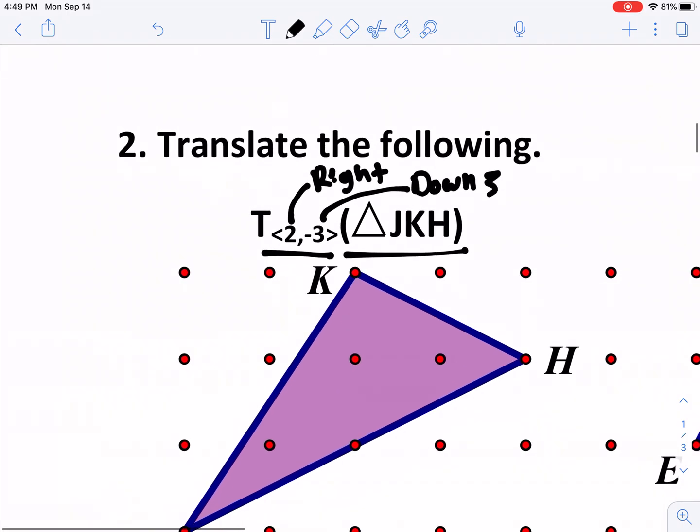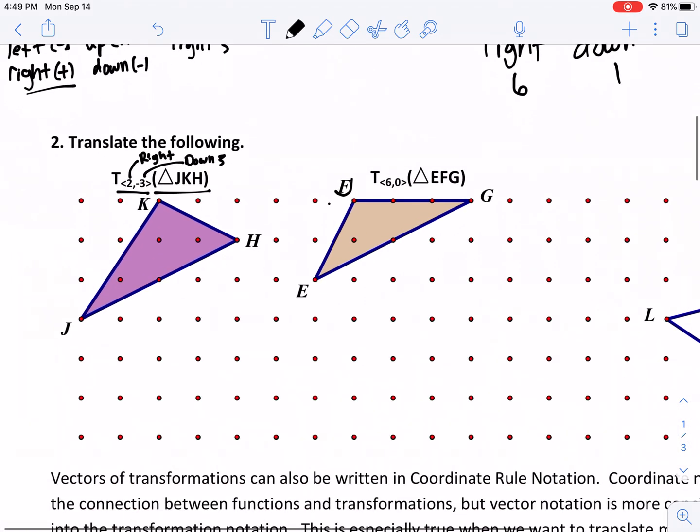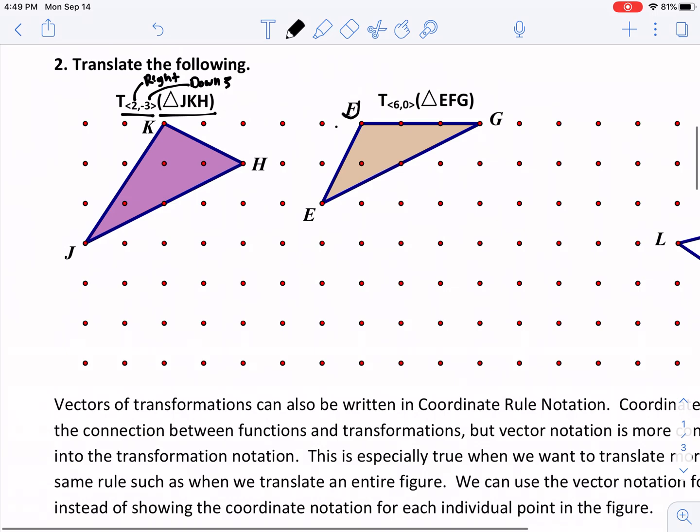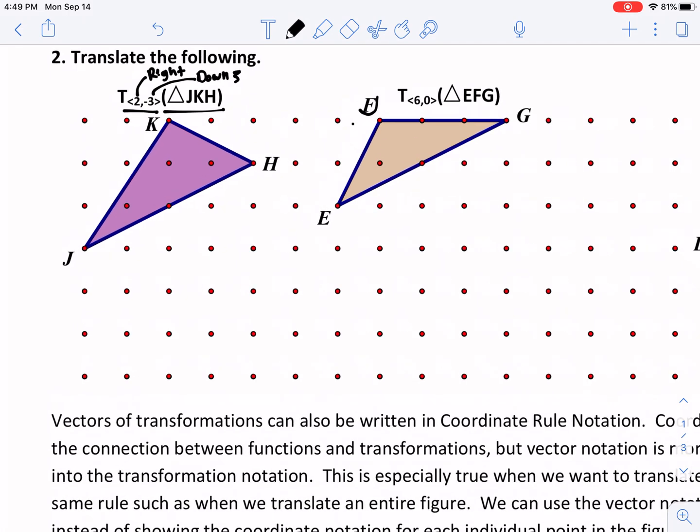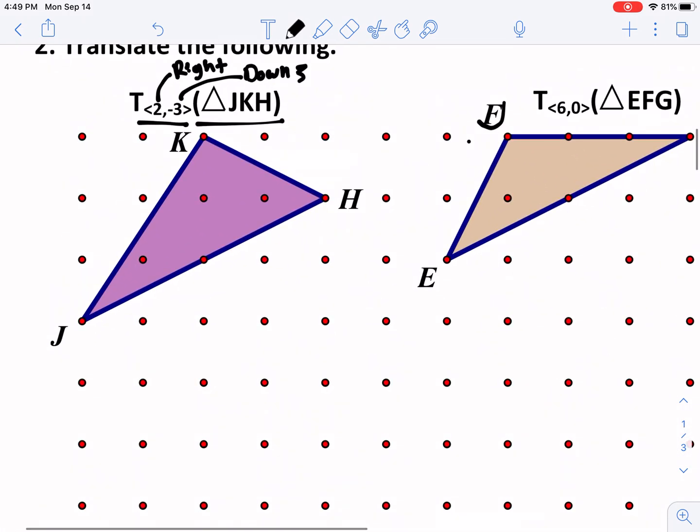Down 3. Okay, so we're going down 3 and then right 2. So we can move each point with this given information. Okay, so let's move K. We're going to move it to the right 2, 1, 2, and then we're going to go down 3, 1, 2, 3. So our K prime, the image of our pre-image K, would be here.